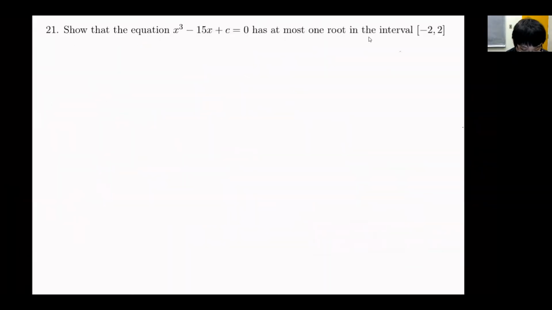Let's actually look at number 21. So number 21 is slightly trickier because there is actually a parameter c over here. To make it a little bit easier, let me first solve the following version, namely 21 prime.